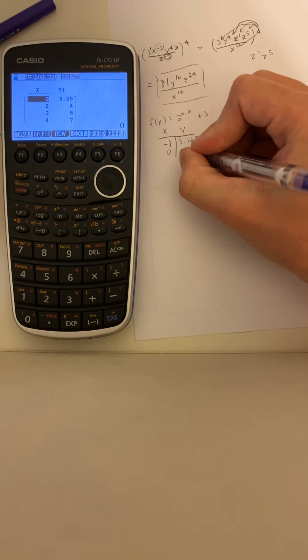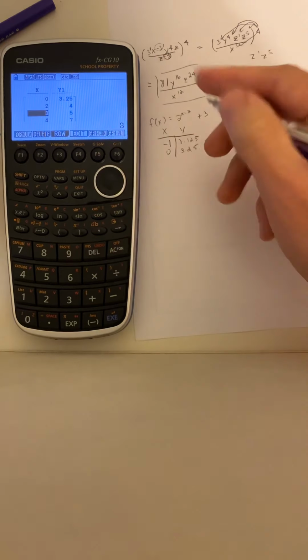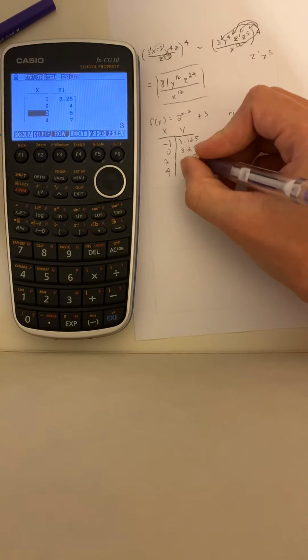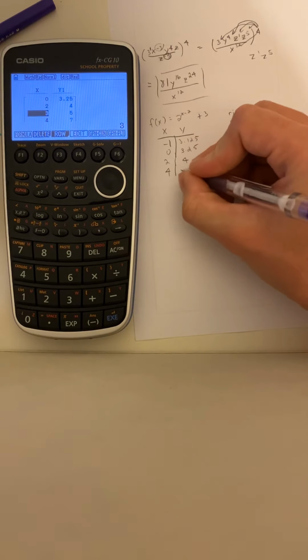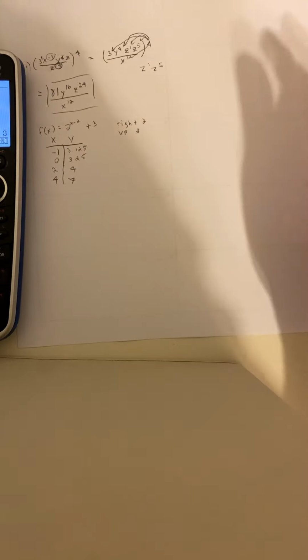It's always good to plug in 0 because that gets us our y-intercept. So 0, 3.25. And then let's do 2 and 4. So 2, because they're already there. So 2 gets us 4, and 4 gets us 7. So now we have a good amount of points for us to be able to graph this.